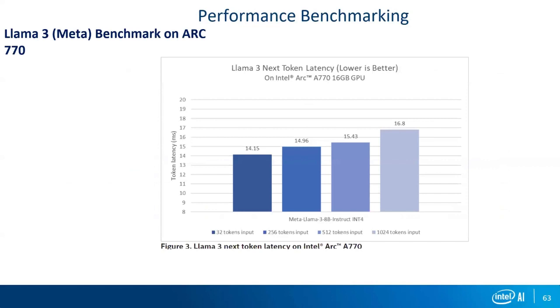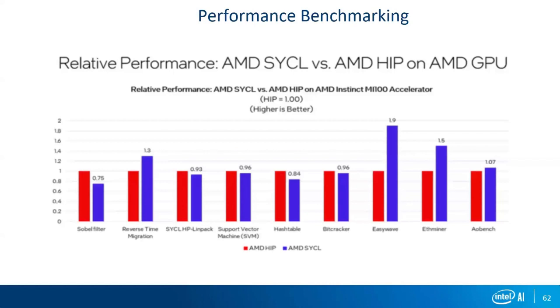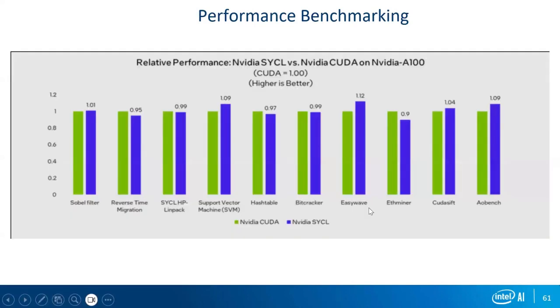This is for the Llama 3 benchmark, which is a deep learning model, on ARC 770. Performance in terms of latency, right? How fast we are generating, with latency measured on the Intel stack running the SYCL code. It shows how performant we are in deep learning applications as well. The AMD SYCL is the blue one over here. Similarly, the CUDA is over here. NVIDIA SYCL is the blue one.